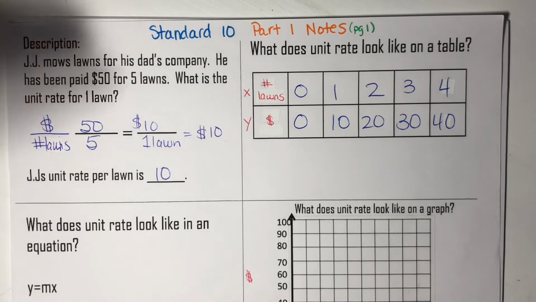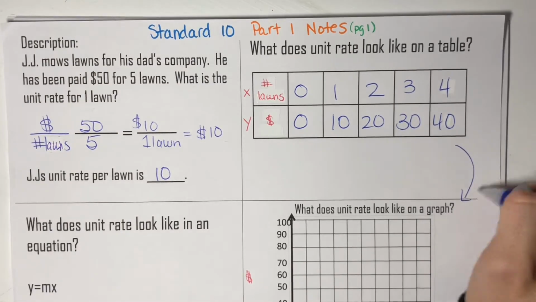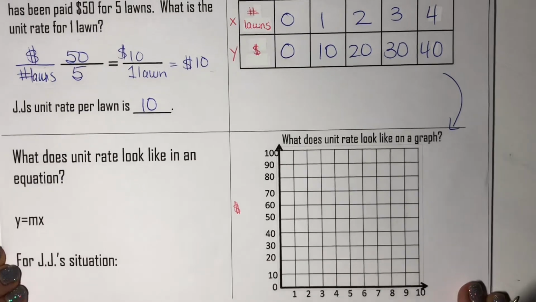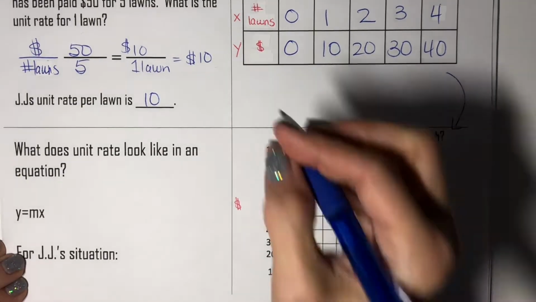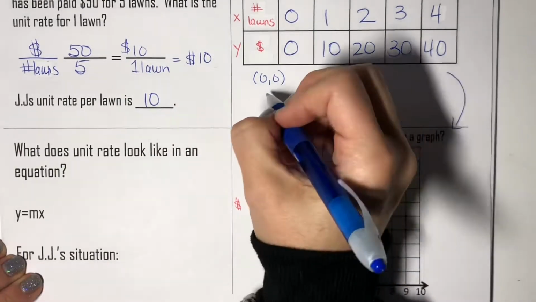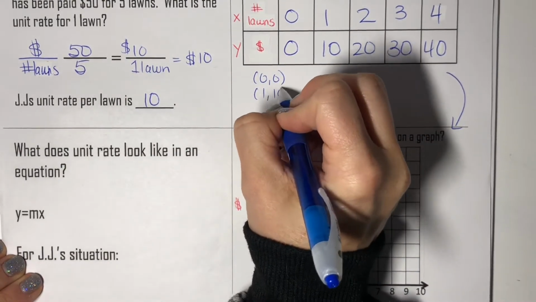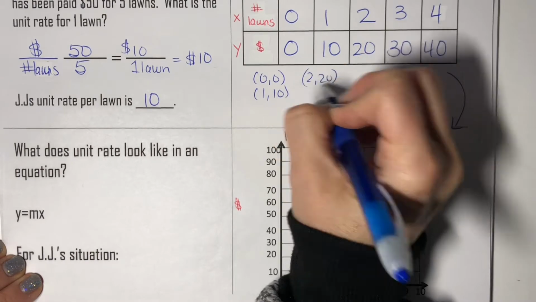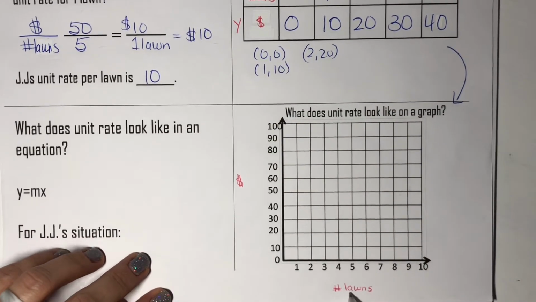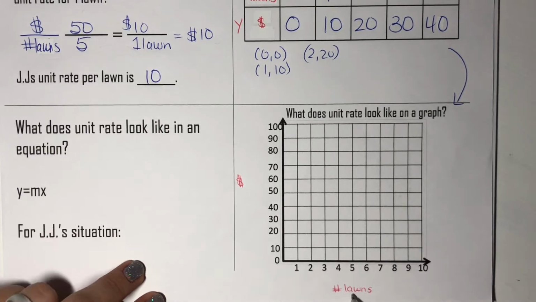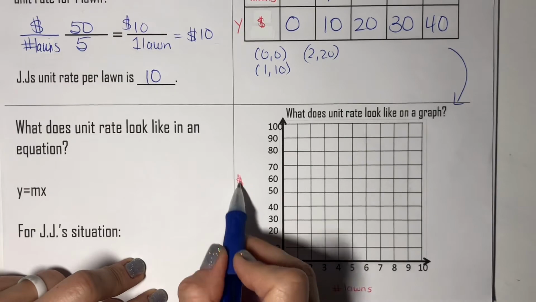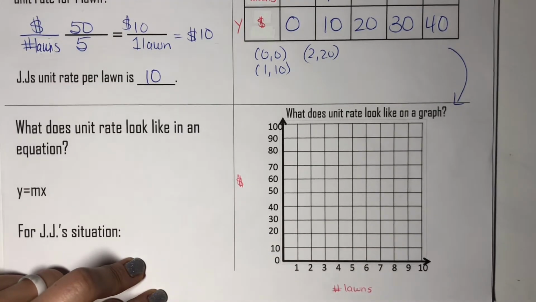Let's take a look then. It makes the most sense to go right from a table of values directly to a graph. So you know, when you make a table of values, what that does is it gives you your coordinates. So I could take each of these points and say (0, 0), (1, 10), (2, 20), okay? And then we see that the number of lawns is your independent variable down here. The money depends on how many lawns. So your Y value is almost always going to be your cost.